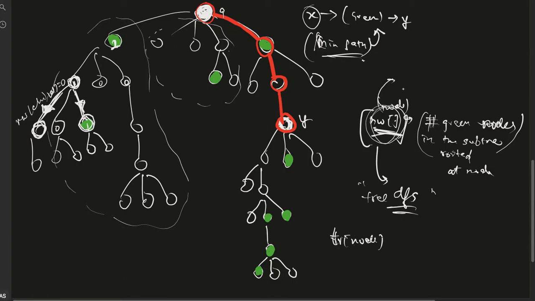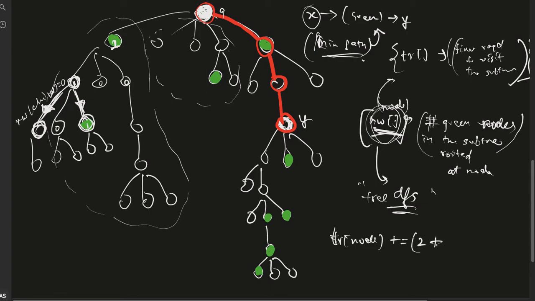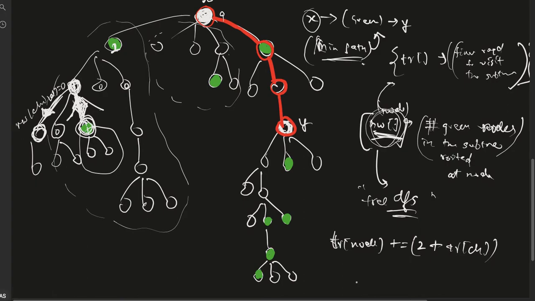Another array that we need to maintain is tr, that is time required to visit the subtree rooted at node. So tr of node would be incremented by 2 plus tr of child. Why 2? Because first we have to go down, then we'll have to go up also. So once we have gone down, we spend some time in the child, then we go up and come back to node. This is the idea.